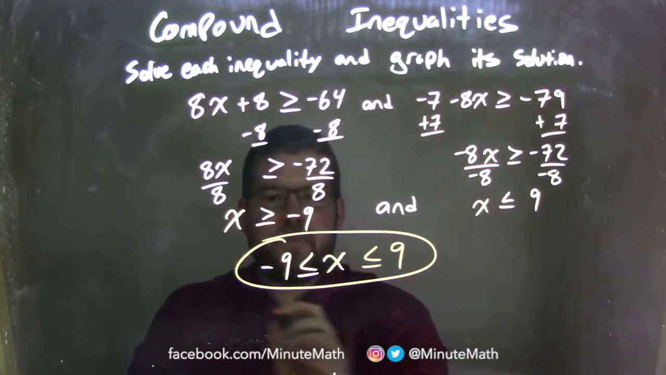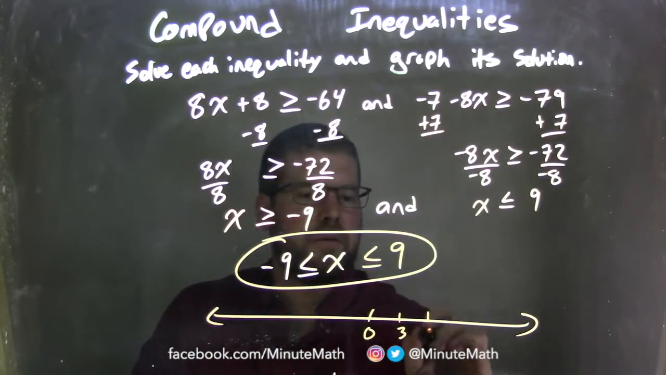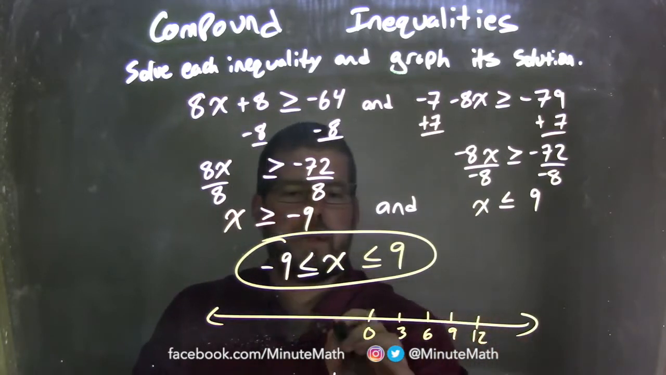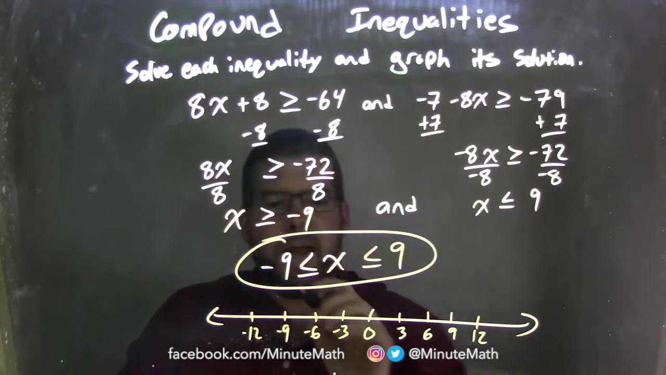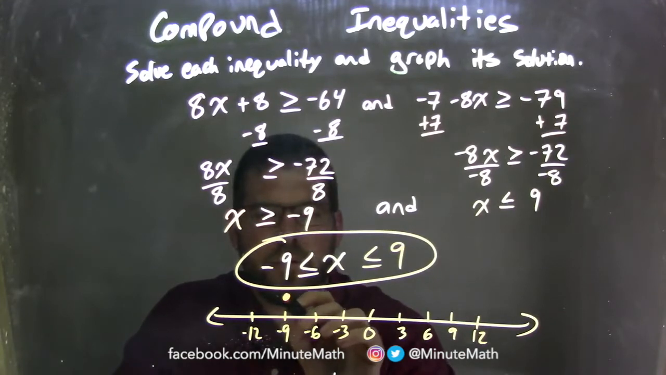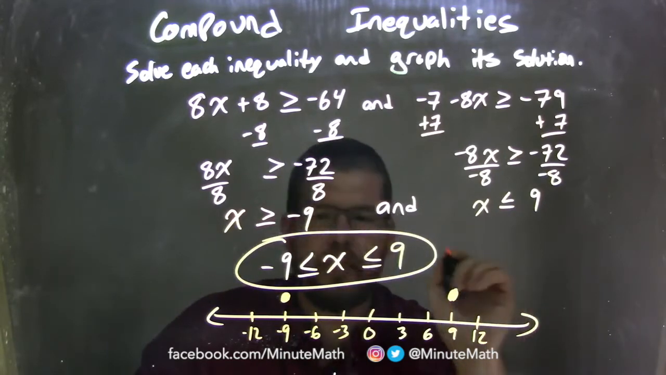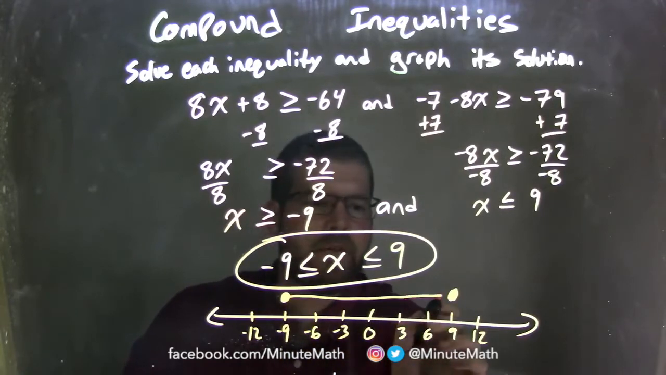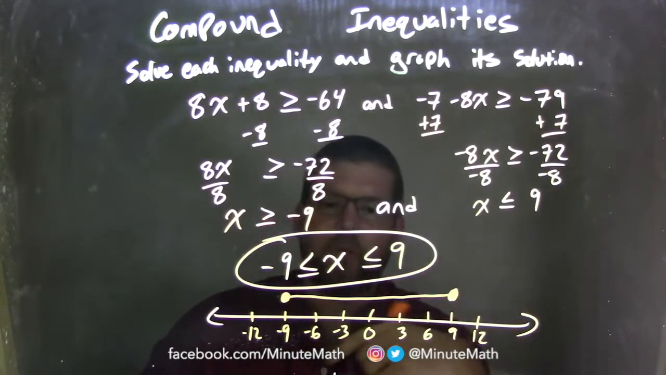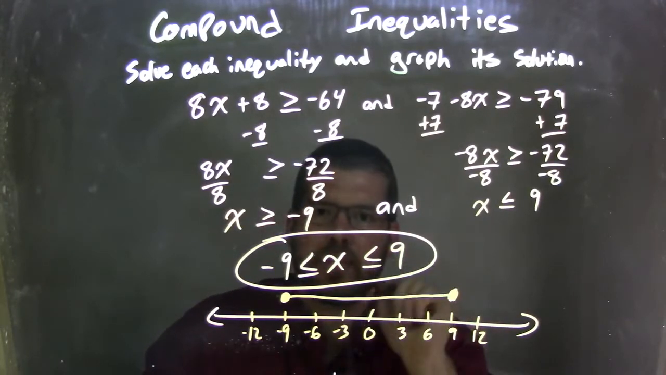So now, let's graph it. Okay? Let's go by 3's. 3, 6, 9, 12. Negative 3, negative 6, negative 9, negative 12. Okay? Well, we start at negative 9, and x can equal negative 9, so I'm going to put a closed circle right there. x can also equal positive 9, so I'm going to put a closed circle right there as well. And x can exist everywhere in between. So I'm going to draw a line between negative 9 and positive 9. And there we have it. We have our graph here that matches our final answer, which is negative 9 is less than or equal to x, which is less than or equal to positive 9.